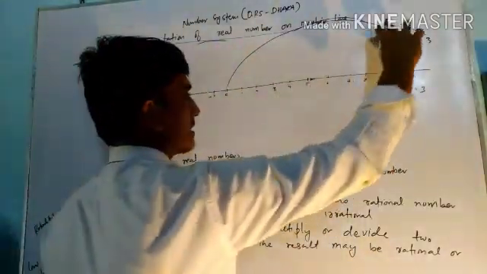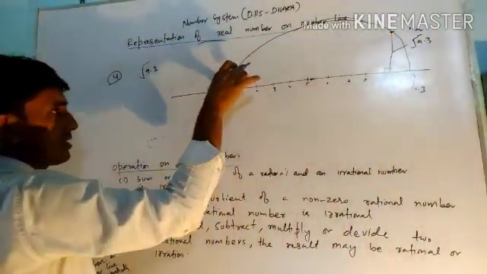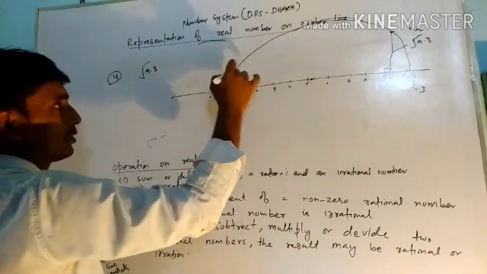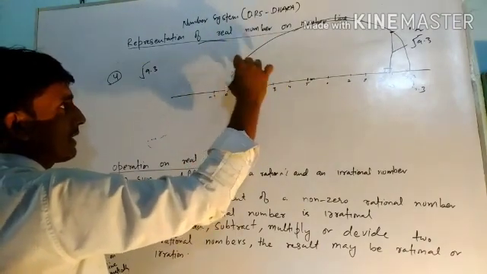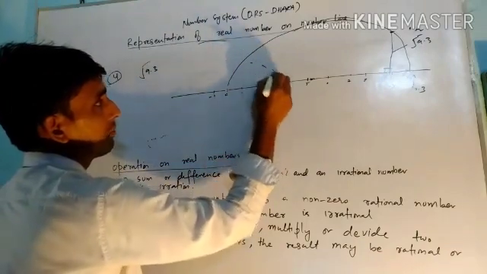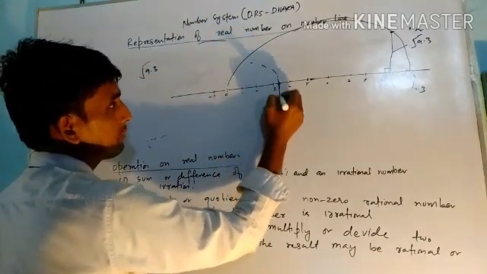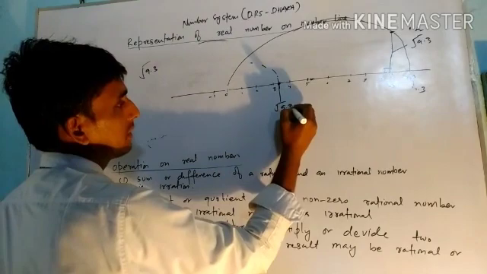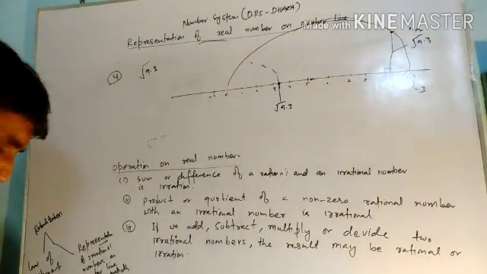Now taking the same length, put your compass on the 0 and mark an arc here. So this point will represent root 9.3 on the number line.